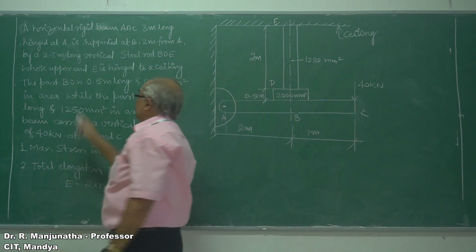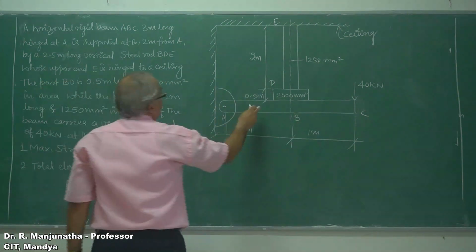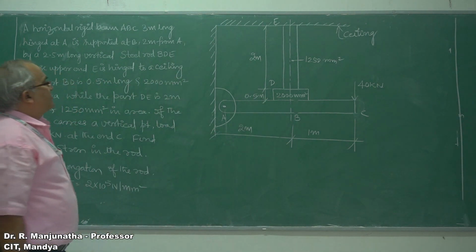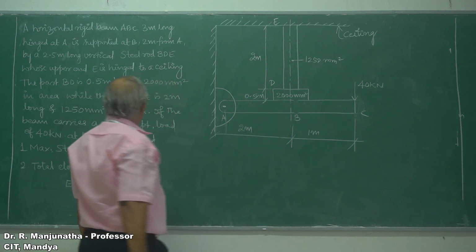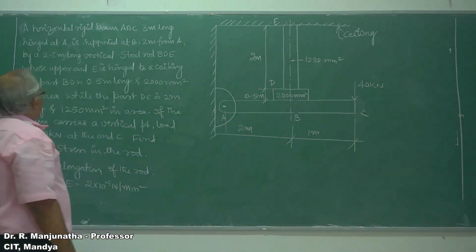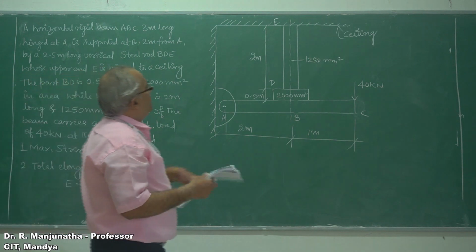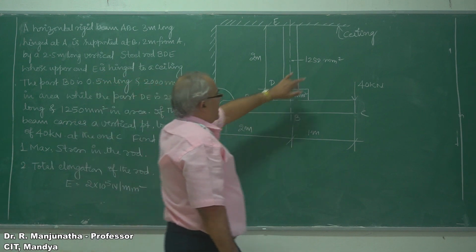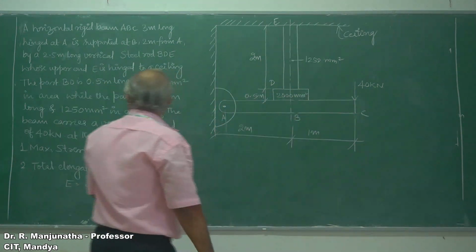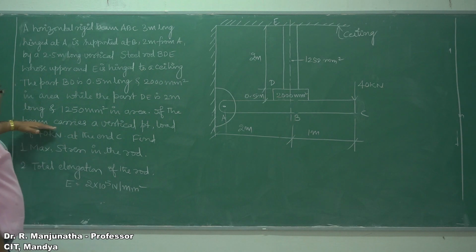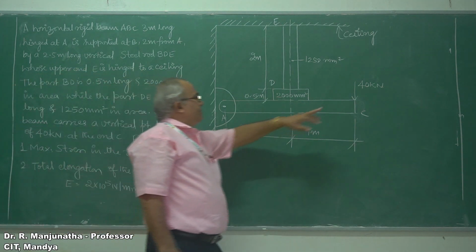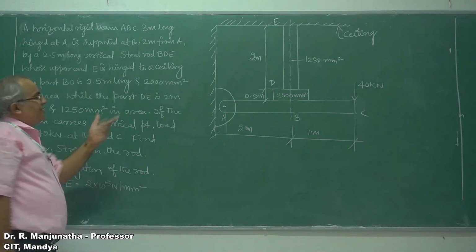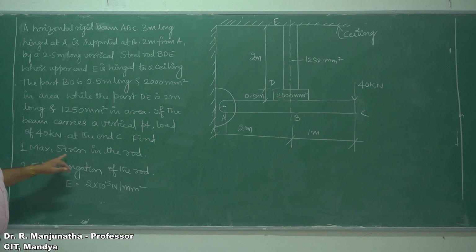The part BD is 0.5 meter long and has a 2000 mm square area of cross section, while the part DE is 2 meters long and has a 1250 mm square area. If the beam carries a vertical point load of 40 kilonewton at C, find the maximum stress in the rod.